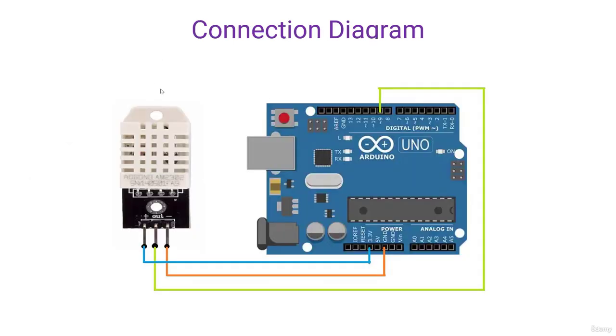Let's look at the connection diagram. The connection diagram is pretty simple. The positive supply of the DHT, we need to connect to 3.3 volt or 5 volt. The ground, we need to connect to ground. The output signal pin of the DHT sensor, we need to connect to any of the digital pins of Arduino.